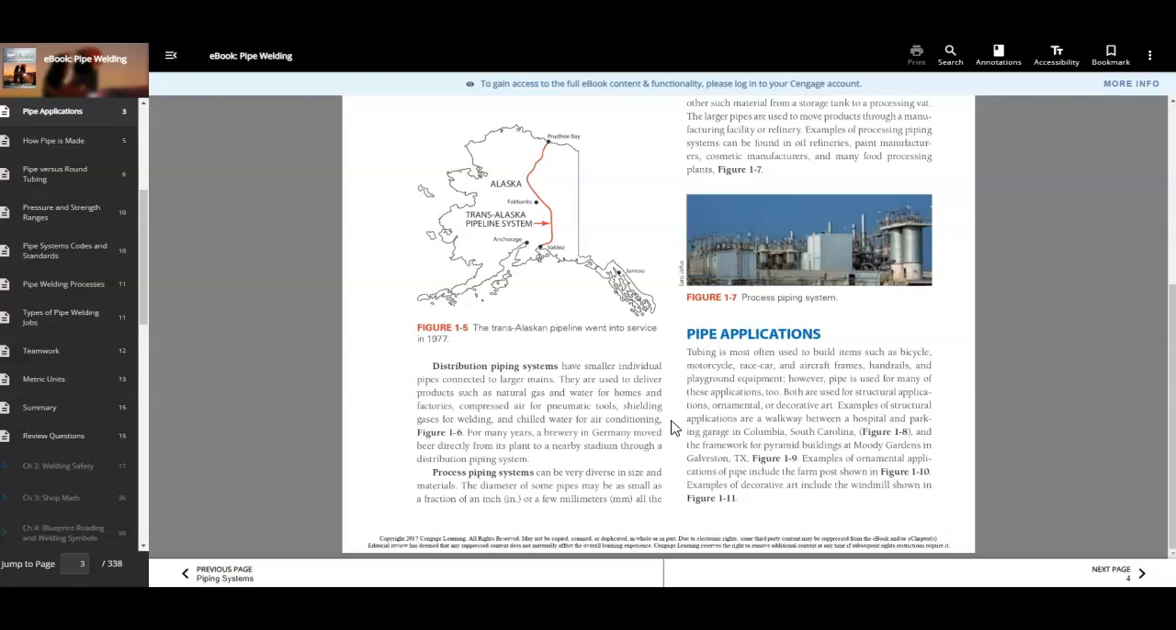Examples of structural applications are a walkway between a hospital and a parking garage in Columbia, South Carolina, figure 1-8, and the framework for pyramid buildings at Moody Gardens in Galveston, Texas, figure 1-9. Examples of ornamental applications of pipe include the farm post shown in figure 1-10. Examples of decorative art include the windmill shown in figure 1-11.